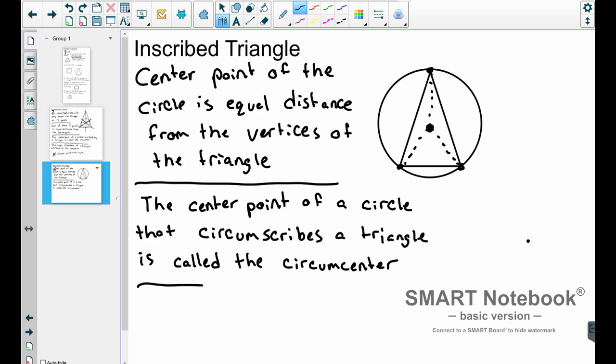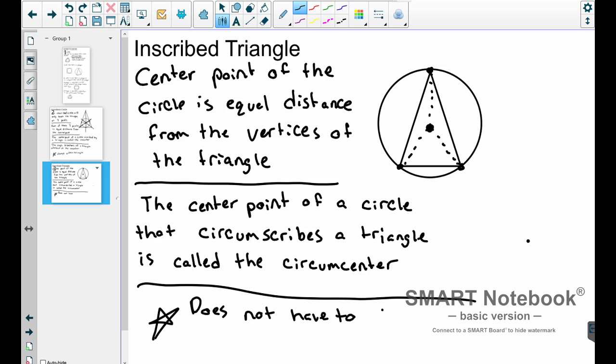One important fact about this is that it does not have to be within the triangle. It does not have to fall within the triangle. So there can be cases where this doesn't always lie within the triangle.